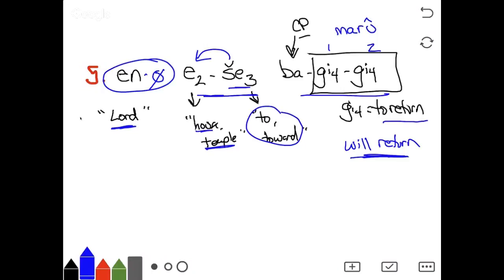But this is sort of how you have to look at these clauses, these parts of the sentence. Okay, I feel like we've done pretty well here. We're coming up on an hour, and that's right. The Lord, Yoda says, the Lord to the temple will return.